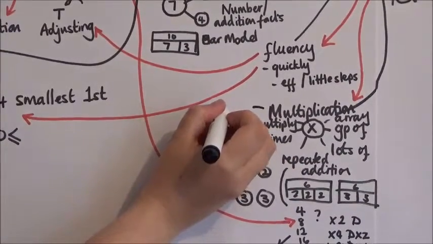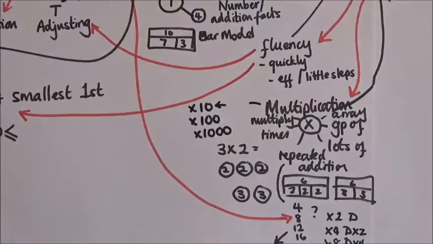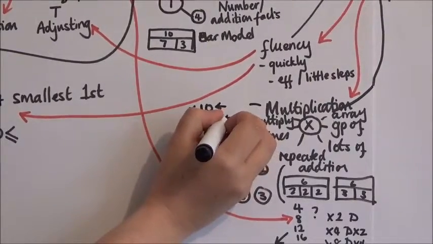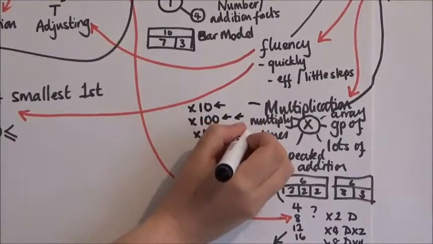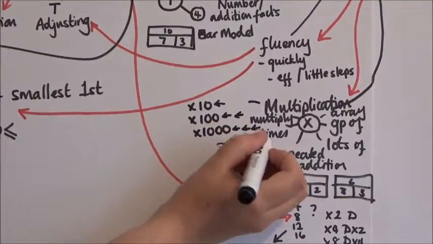And here we were going to just move it up the place value position once. Timesing by 100, we're moving it up twice. Timesing by 1,000, we're moving it up 3 times.